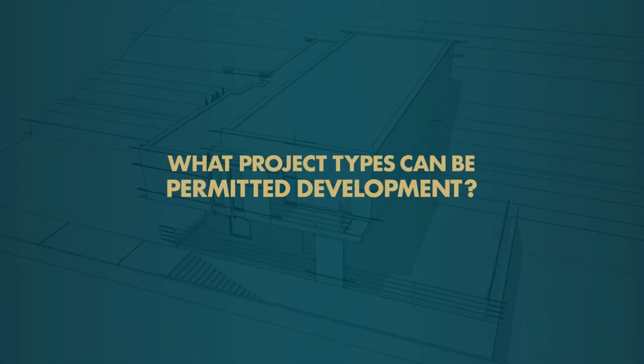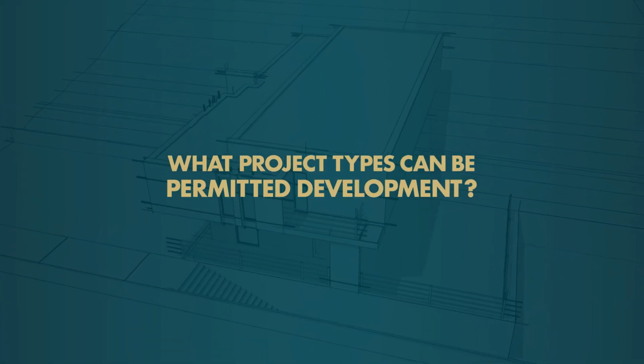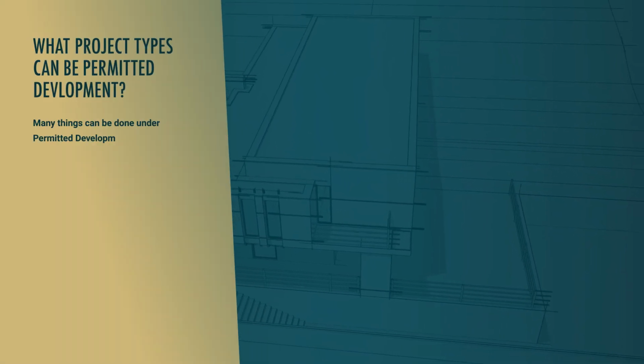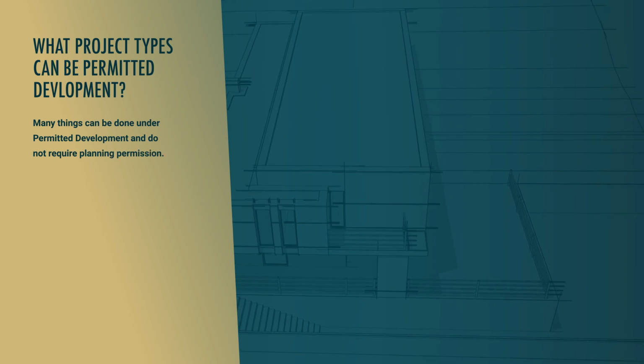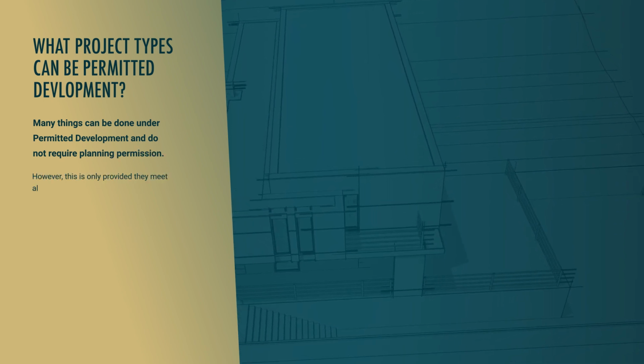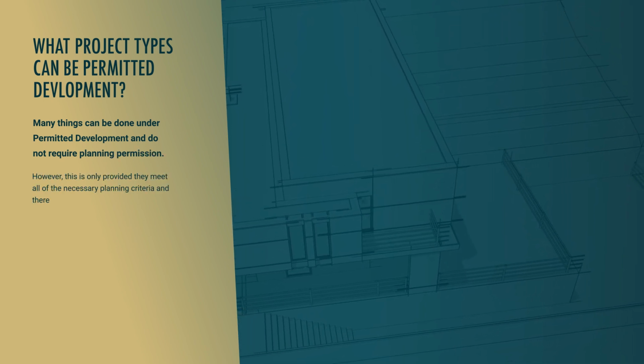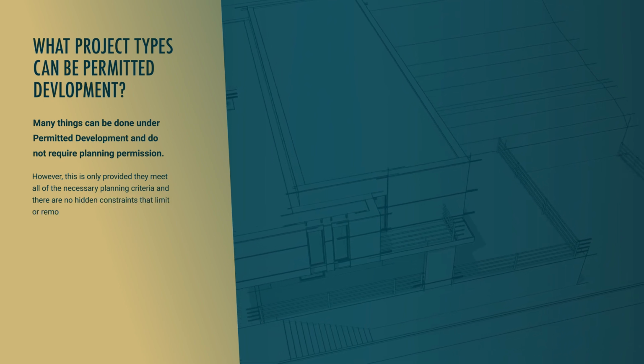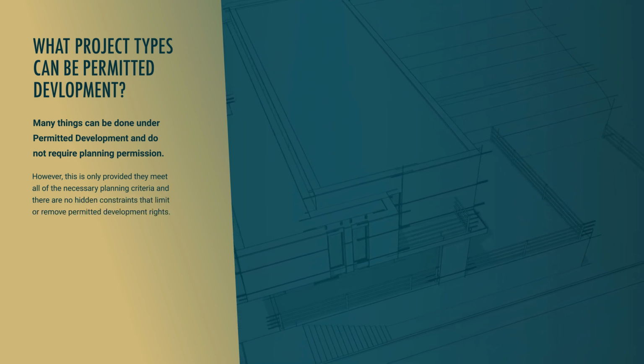What project types can be permitted development? Many things can be done under permitted development and do not require planning permission. However, this is only provided they meet all of the necessary planning criteria, and there are no hidden constraints that limit or remove permitted development rights.